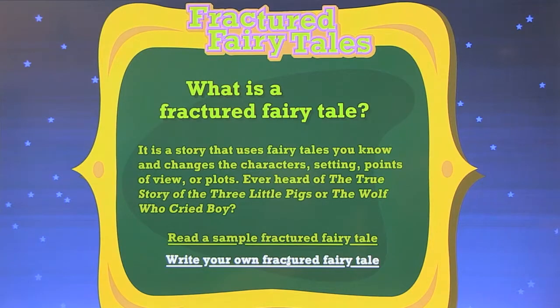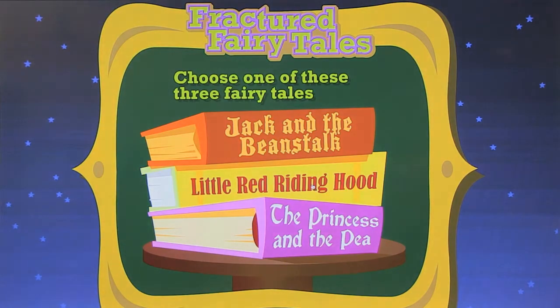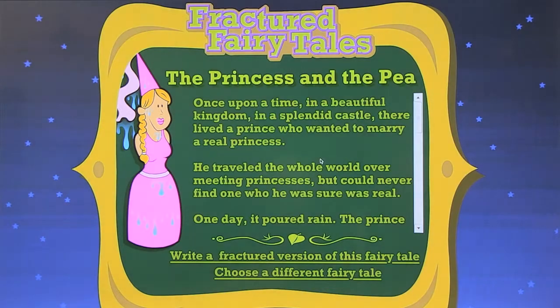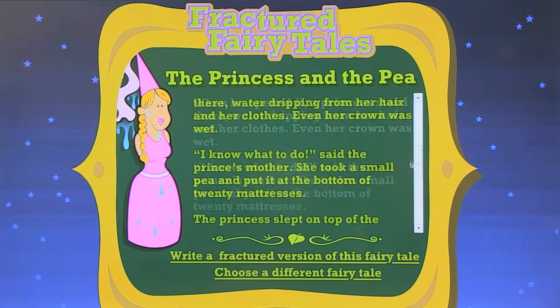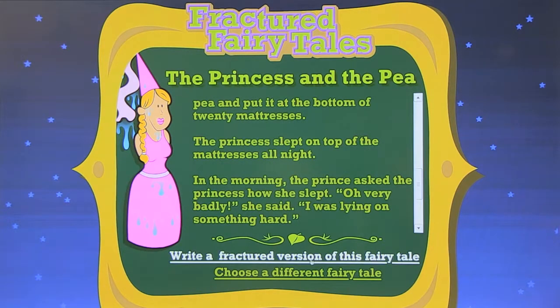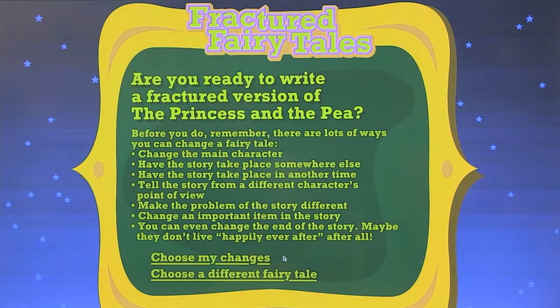Very much like the previous one, the story map, this app will not do the writing for you. It's not a fill in the blank, but it helps you plan it out. So if you say, I want to write my own, you can use one of these. And let's talk about The Princess and the Pea. You get to read a short version of that story, so you have something to work from. And then you can choose a different one, or you can create it, and now you can choose your changes.